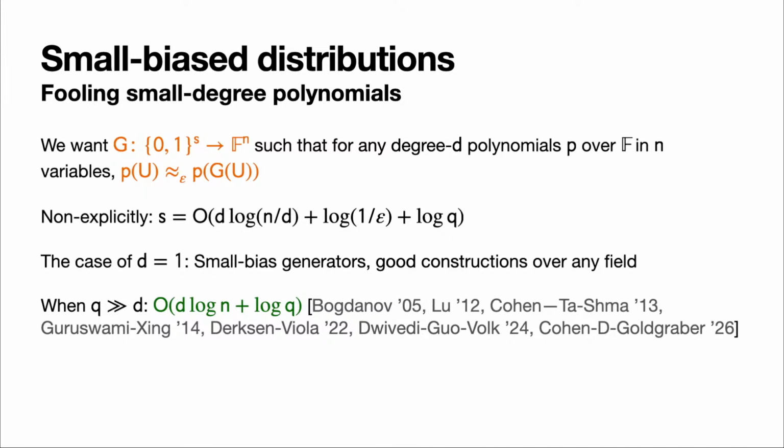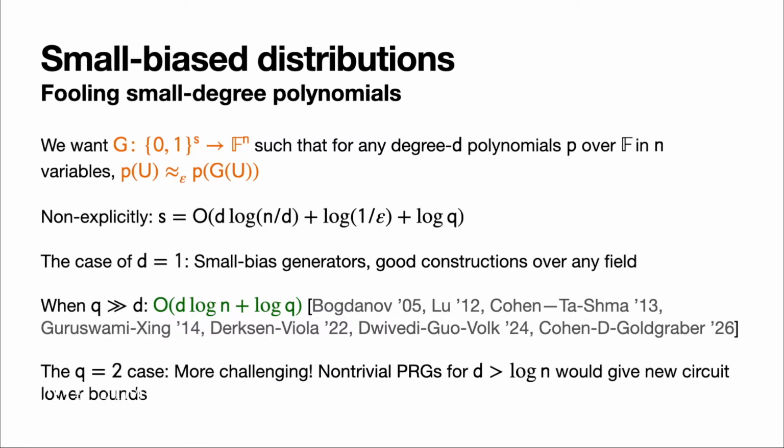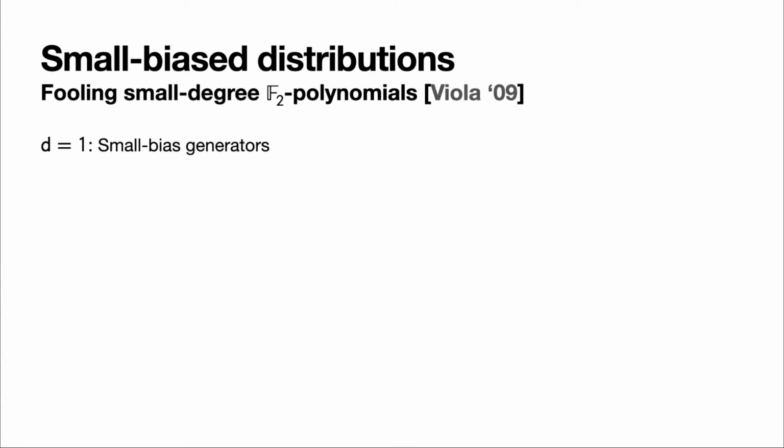And q being large is usually the easier case because we have a lot of math when we have a large field. When we have only 2 elements, it's more challenging. And it's actually provably more challenging because if you can get non-trivial PRGs when d is larger than log n, it would give new circuit lower bounds. This is really a barrier. But what's known about the q equals 2 case?